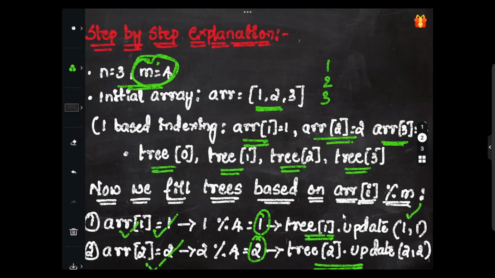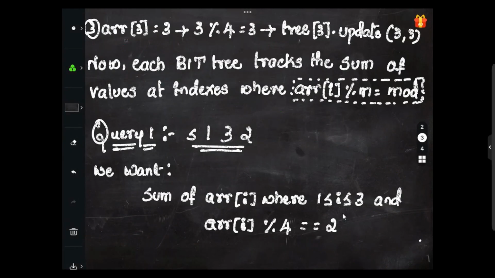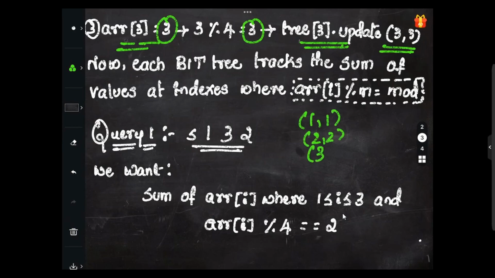This will be 1 comma 1, as we got array of 1 and the solution 1 with array of I modulo m. Array of 2 is value 2, and we got the solution 2, so tree 2 dot update is 2 comma 2. Same goes with array of 3, because we have the value 3. This will be 3 modulo 4, the solution is 3, and the update will be 3 comma 3, value and solution. So now we have 1 comma 1, 2 comma 2, and 3 comma 3 based on the array values.